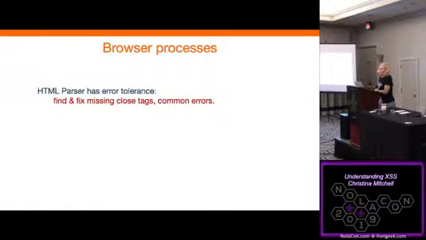This is so important it deserves its own slide. So HTML has error tolerance. So you find and fix missing close tags and common errors. So for example, if you have a table row outside of a table, it'll rearrange elements on the page. And it might sound kind of innocuous, but it's actually helpful for us later when we come to talk about cross-site scripting.